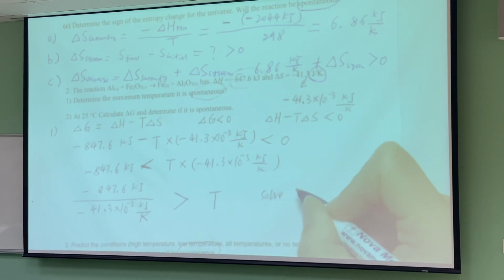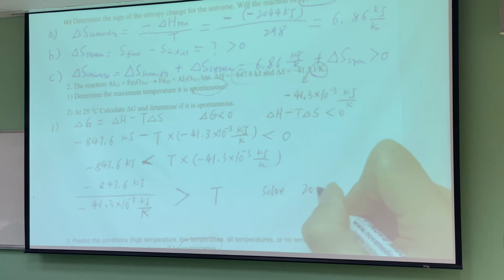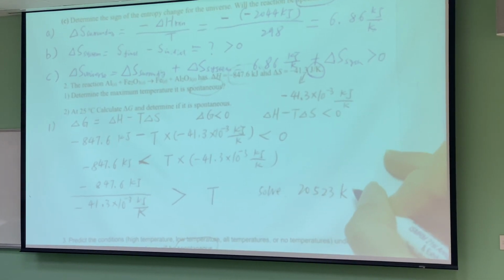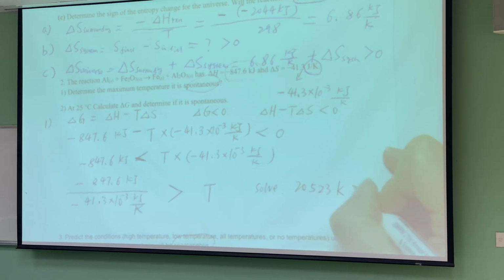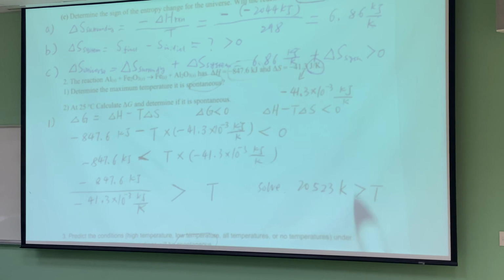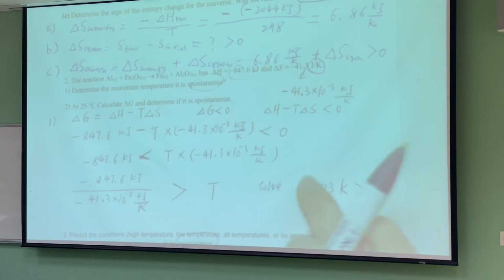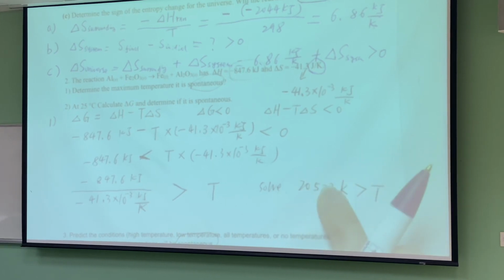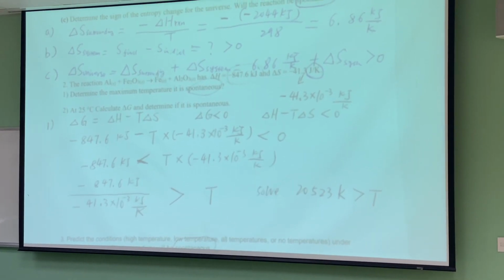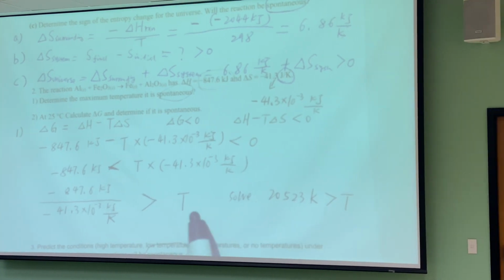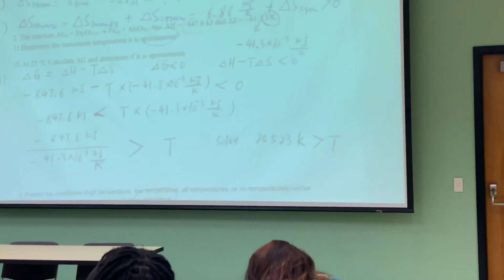So you got 20523 K larger. So this is the maximum temperature because T must be smaller than this number, right? So this is your maximum temperature. Okay. Any question here? So key points, there are 2 key points.